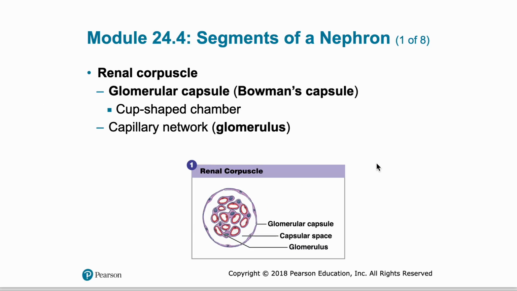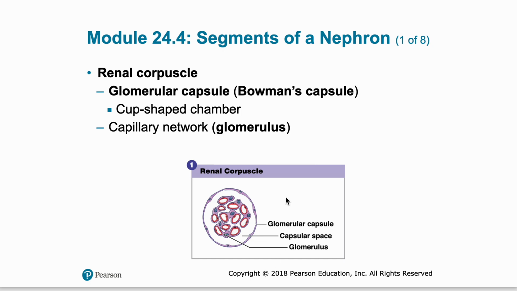So let's take a look at each part of the nephron. We'll start with the renal corpuscle, also known as the glomerular capsule or the glomerulus. And we have to watch out for these words because there are some nuanced meanings here. We have a habit of using them interchangeably, but they do actually refer to specific areas.